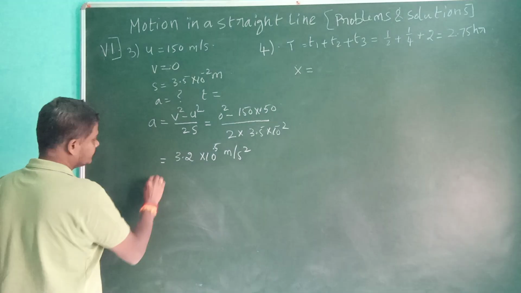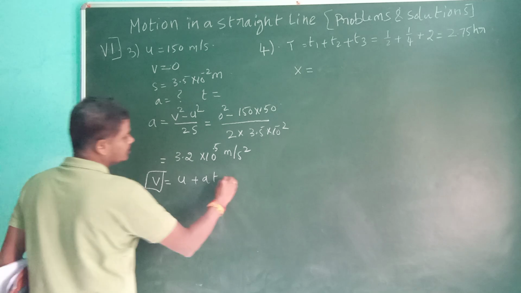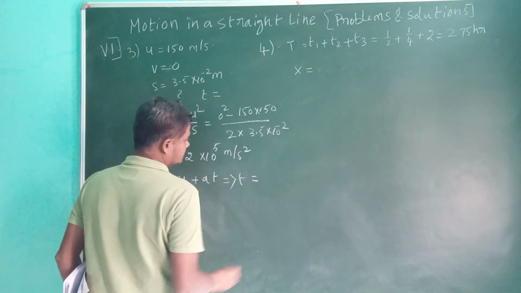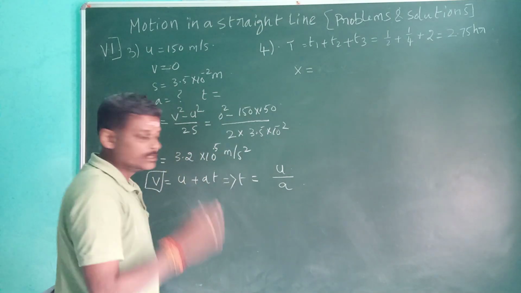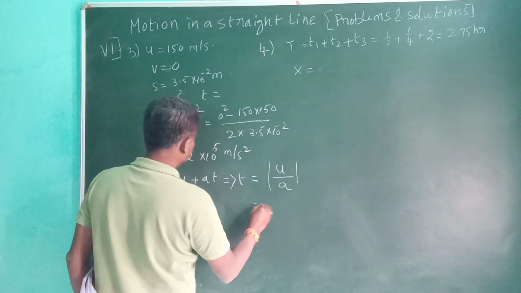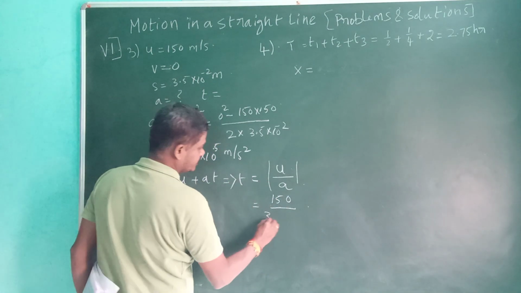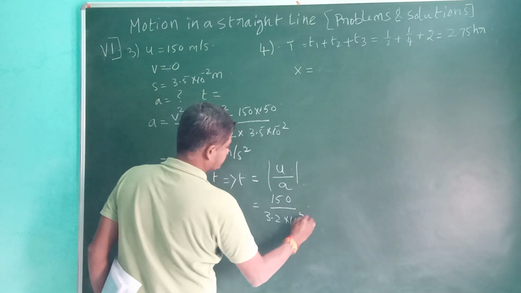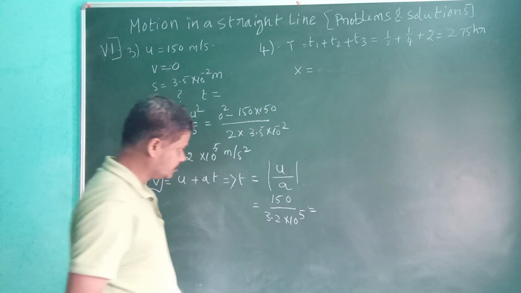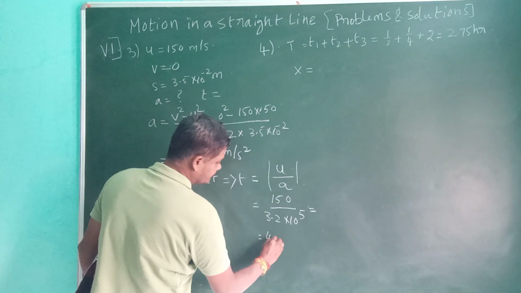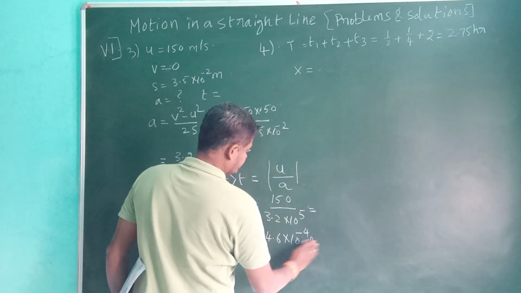And for time, from the equation v equals u plus at, since v is equal to 0, time is nothing but u by a. Taking only the magnitudes, u is 150 and a is 3.2 into 10 power 5, then we get the desired answer, 4.6 into 10 power minus 4 second.